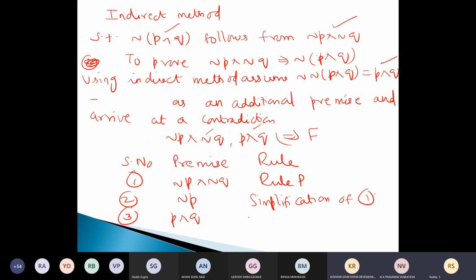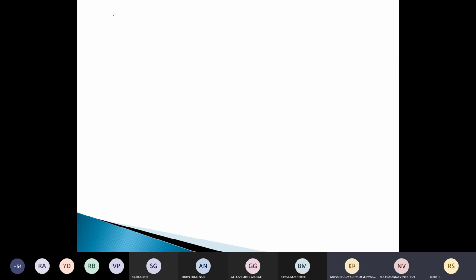Now take P and Q. That is also given. Rule P. P. Simplification of 3. So consider 2 and 4 now. P and not P, which is equivalent to contradiction from 2 and 4.